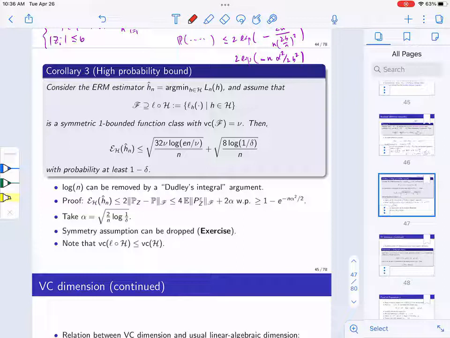So can you argue that maybe? Or maybe this is an exercise. So this is like the functions that look like this. Okay, so we're saying that the VC dimension of this class of functions is bounded by the VC dimension of class H. Argument.